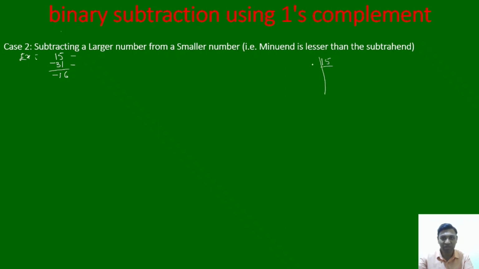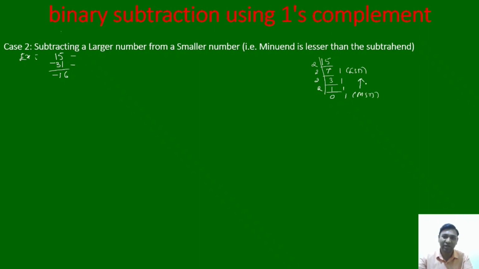So divide this number by 2. 2 sevens are 14, 1 is the remainder. 2 threes are 6, 1 is the remainder. 2 ones are 2, 1 is the remainder. And as per the basic mathematical rule, when the numerator is less than the denominator, the numerator acts as a remainder and the quotient becomes 0. So the first remainder is called the least significant digit and the last remainder is called the most significant digit.